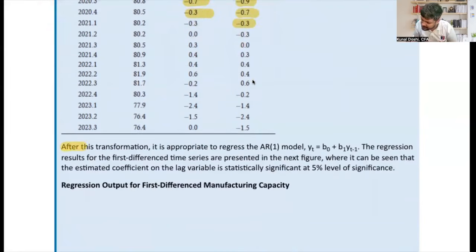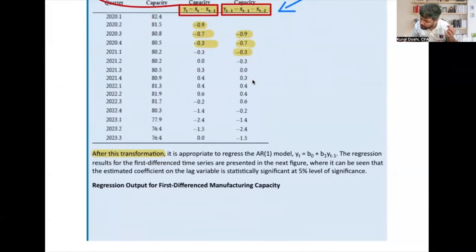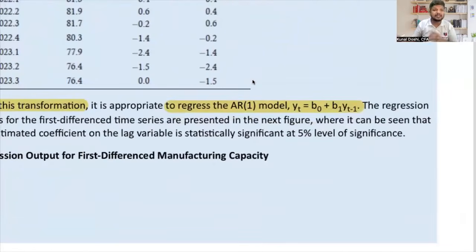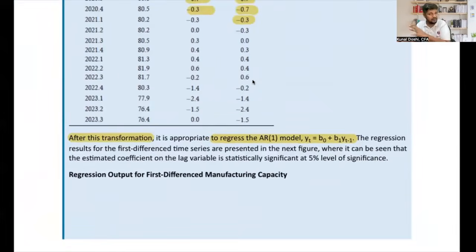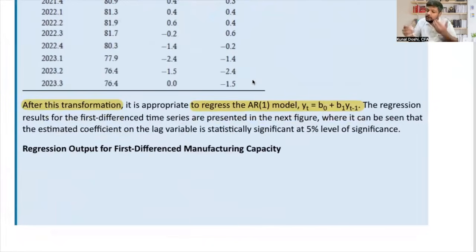Now, after this transformation, it is appropriate to regress an AR(1) model. So once I have transformed the information into this format, this is called first differencing. Once you do this, then you can use the model. So now what is going to be my conclusion? My model will translate to yt equals B0 plus B1 yt minus 1. This is how we transform the model. Now, I don't know whether the model has been transformed well, whether I can use it or not. I need to test it.